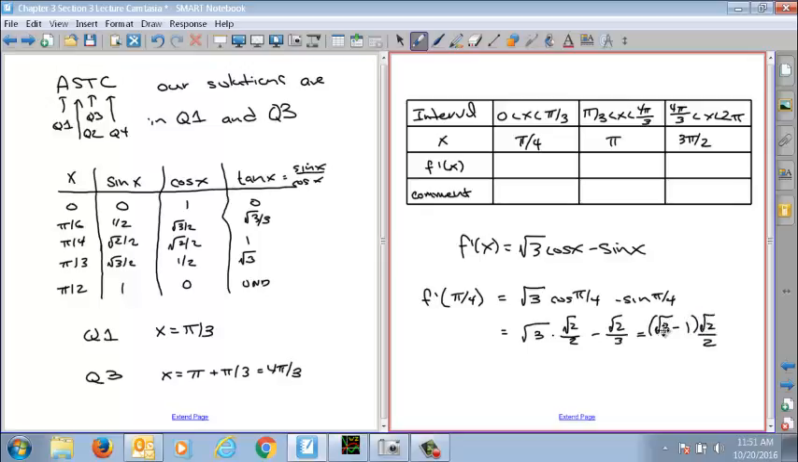And the square root of 3 is greater than 1, so this is positive. Therefore, this ends up being positive. I could plug that in my calculator and find out what it is, but I'm not worried about the value. So that's positive.